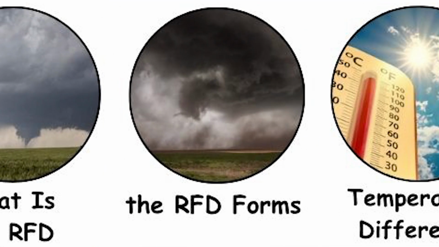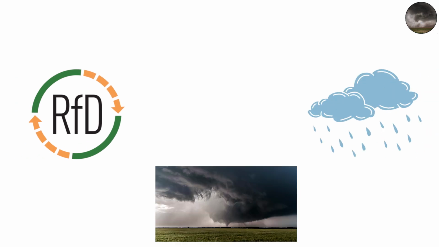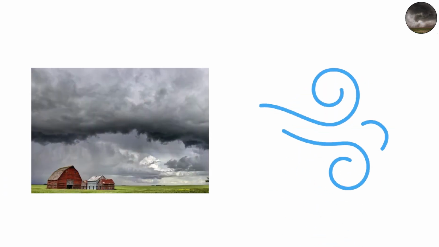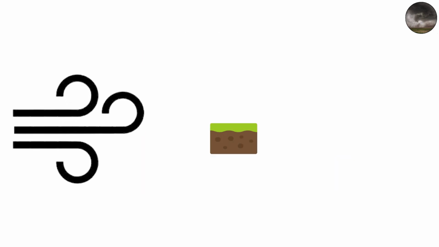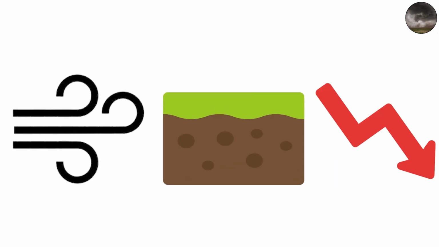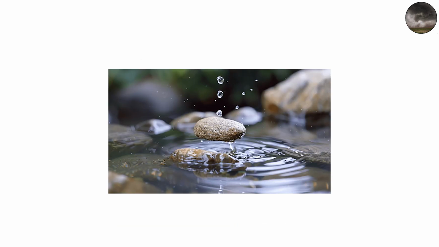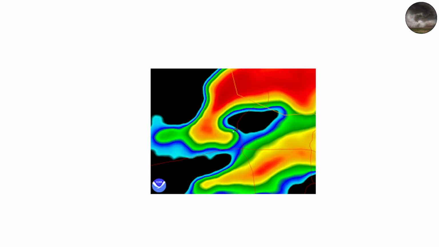How the RFD forms. The RFD begins when rain and hail inside a supercell start to evaporate as they fall through dry air near the storm's mid-levels. This evaporation cools the surrounding air, making it denser and heavier. Gravity then pulls this cooler air down toward the ground, forming a downdraft. As it accelerates downward, it spreads out when it hits the surface, like water splashing after a stone hits a pond.